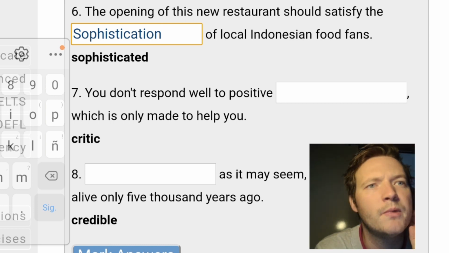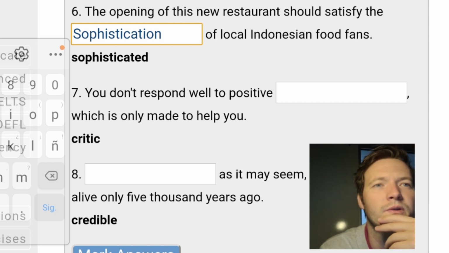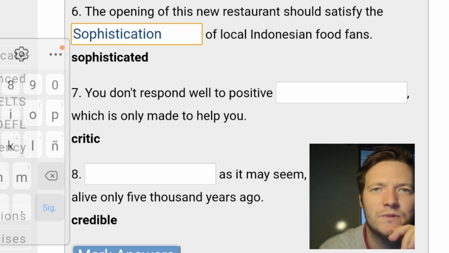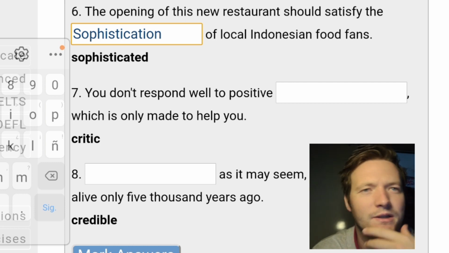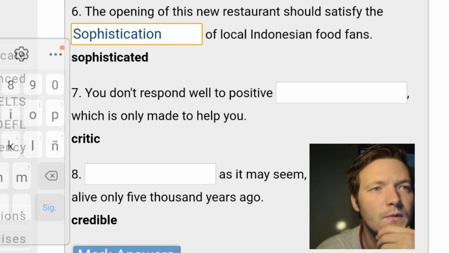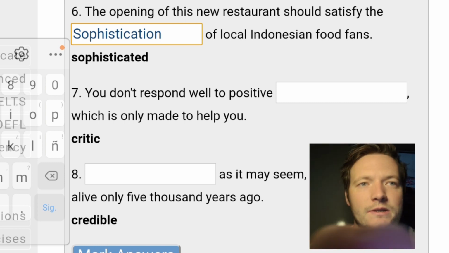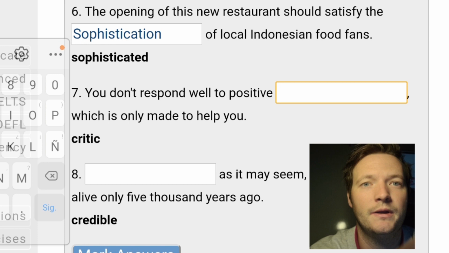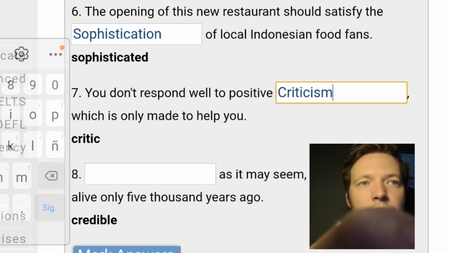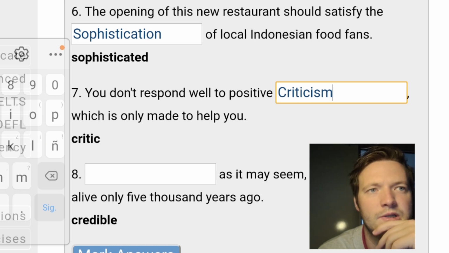Okay, you don't respond well to positive, and again, this ism, right? You don't respond well to positive critic. A typical word here that people write critics or whatever. A critic is a person. The noun for the thing that they give you is a criticism. Obviously, some people, I think, would put this in plural as well, criticisms. But no, normally criticism is uncountable.